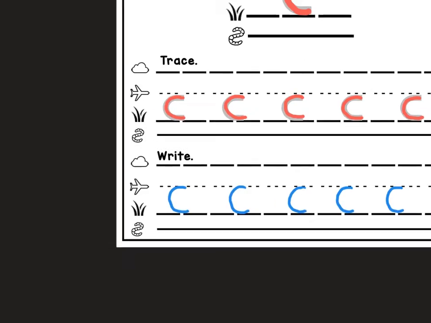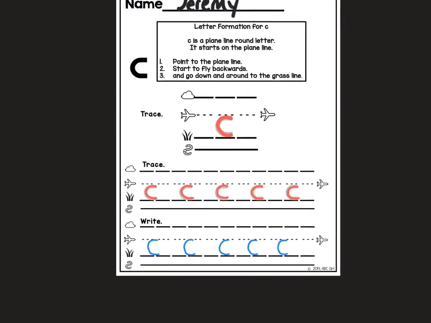That is how you can practice the lowercase c. Keep practicing.